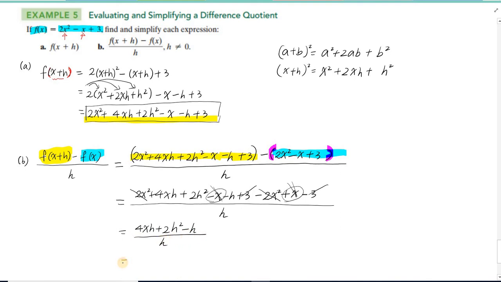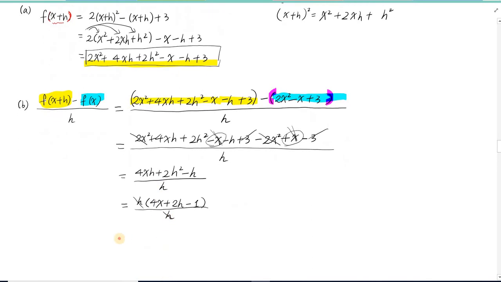Once we have this, we can continue to simplify. We have h and h. We're going to take h out. Then we're going to have a 4x plus, you take a 1h out, that will be 2, still have an h left, and then minus 1. And then the whole thing over h. Now you look, we have h and the h, they are going to be canceled out. Then our final answer will be equal to 4x plus 2h minus 1. So that is your answer.